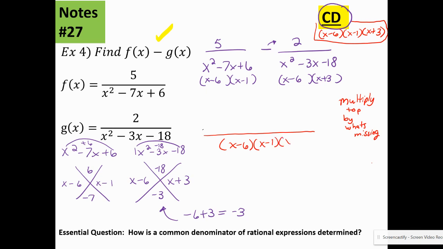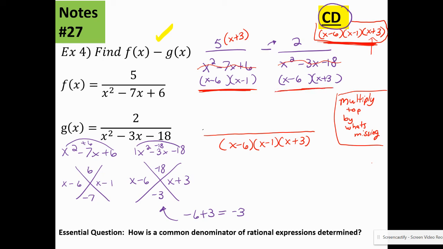Okay, so I put my common denominator, everything over here, in the bottom. And now I'm going to multiply the top by what's missing. So we factored these. I'm going to get them out of our vision. So we're comparing this compared to the common denominator. What is missing? Well, obviously the x plus 3 is missing. So I'm going to stick that right up on the top by the 5.